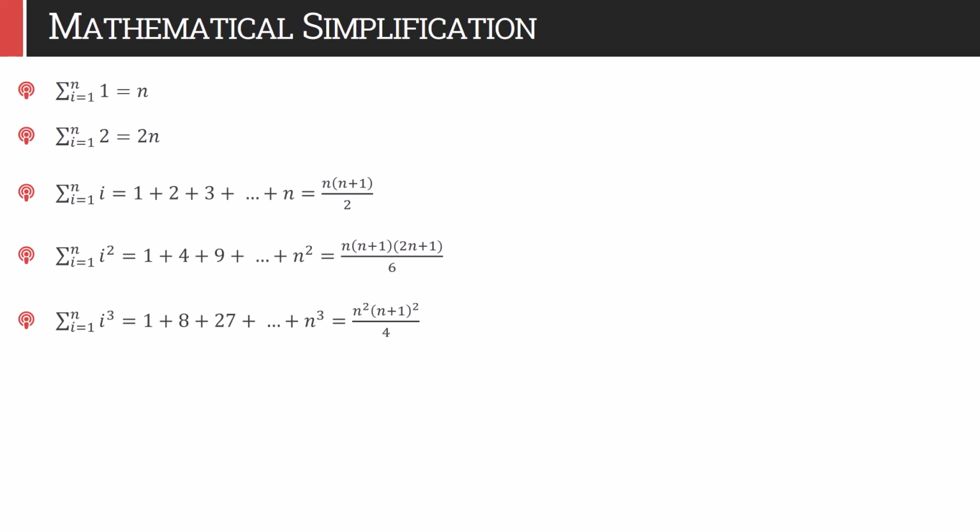Sigma i equal to 1 to n of i cube is the summation of the cubes of all the numbers, that is 1 plus 8 plus 27 up to n cube, and it simplifies to n square into (n plus 1) whole square divided by 4. Pi represents multiplication. Sigma is for summation, pi is for multiplication. So pi i equal to 1 to n of i is the multiplication of all the numbers up to n, that is 1 into 2 into 3 up to n. It is simply the factorial of n.